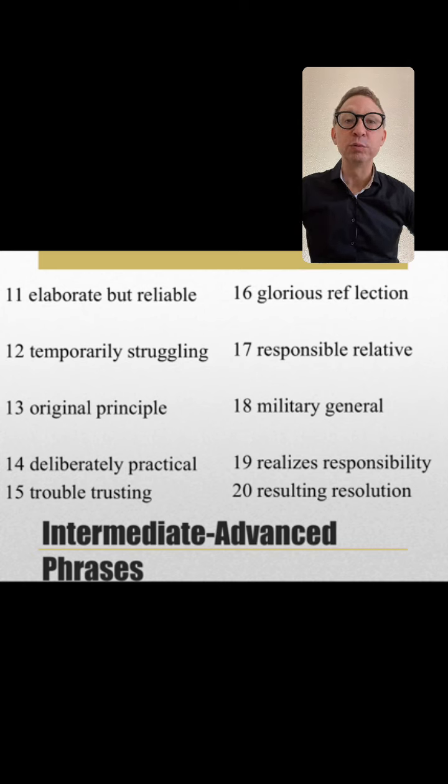Number 17, responsible relative. Relatives, or relative, is our cousin, our aunt, an uncle, our niece and nephew. These are relatives, people related to us by blood or by marriage.